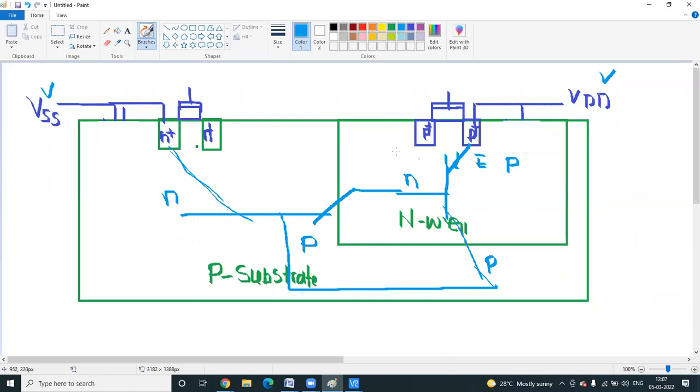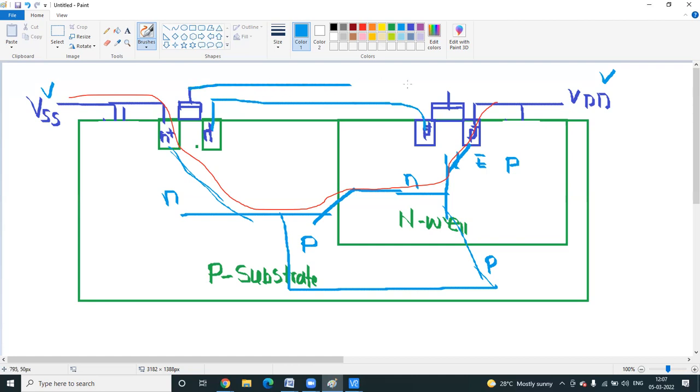So a BJT will be formed, and this is the short circuit path where the current will flow. This current is also called the latch-up current. It is unwanted current. Why? The normal current should flow in the channel only.